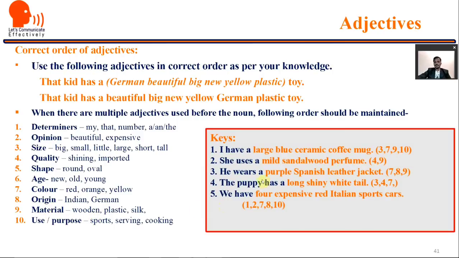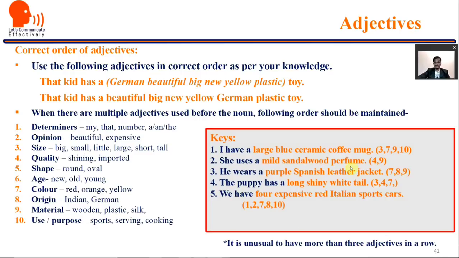All right. He wears a purple Spanish leather jacket. The puppy has a long shiny white tail. We have 4 expensive red Italian sports cars. Though I have given you all those examples of adjectives, and though they look challenging, the fact is it is unusual to have more than 3 adjectives in a row. So for a noun to describe, we should not use more than 3 adjectives.